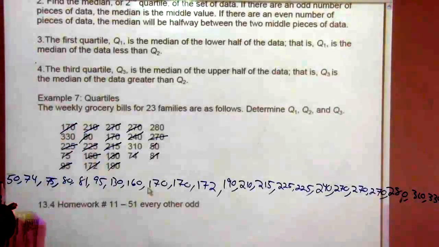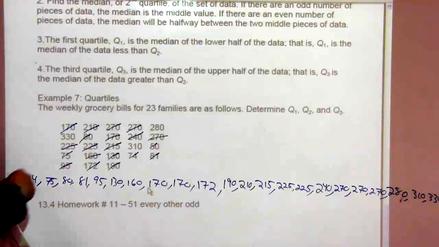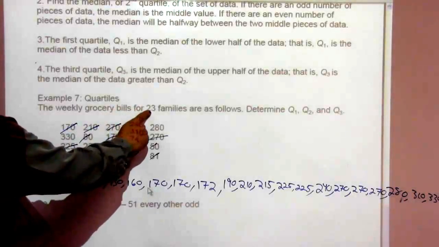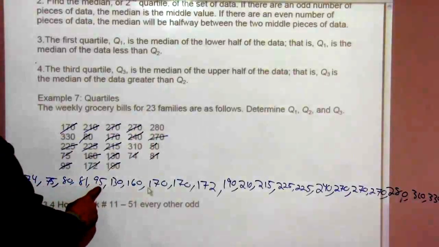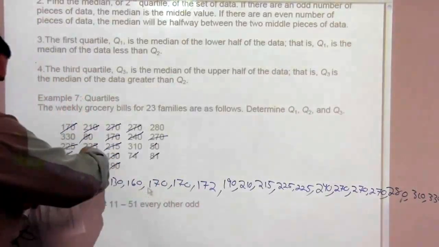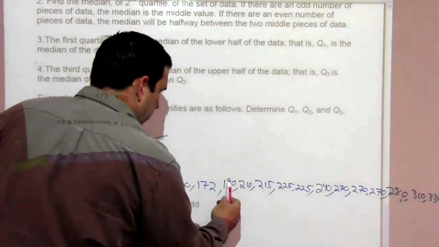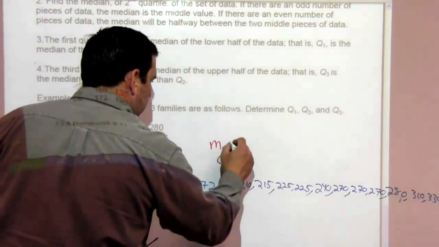So let's count this up. 23 families. 11 plus 11 is 22, so the 12th would be the middle one: 1, 2, 3, 4, 5, 6, 7, 8, 9, 10, 11, 12. 190 is the middle value. That's our median, our Q2.